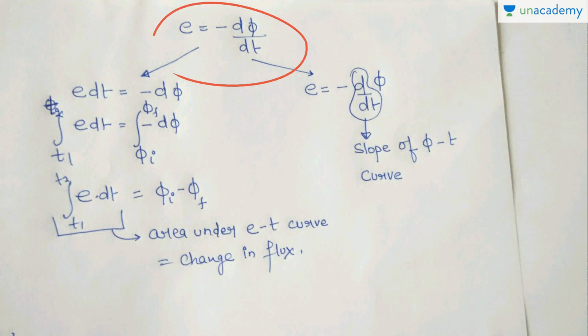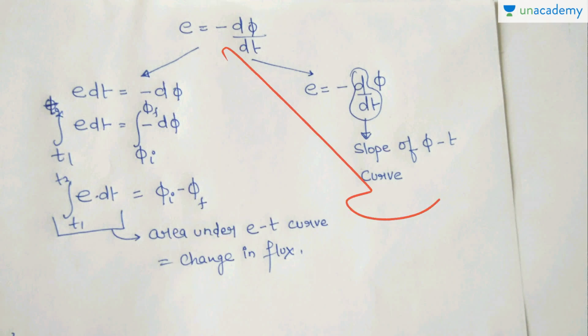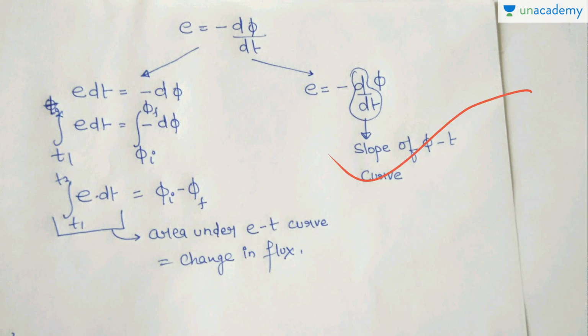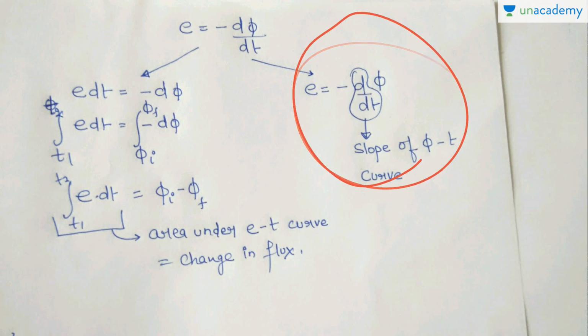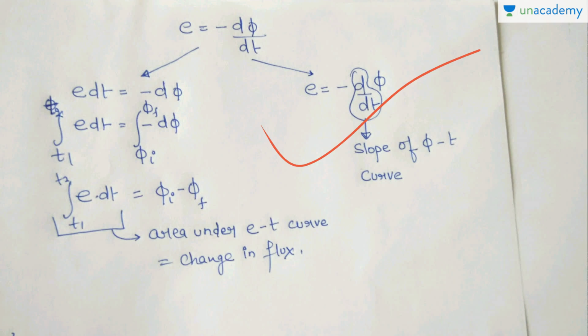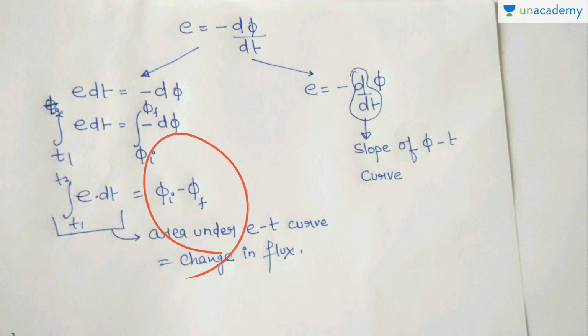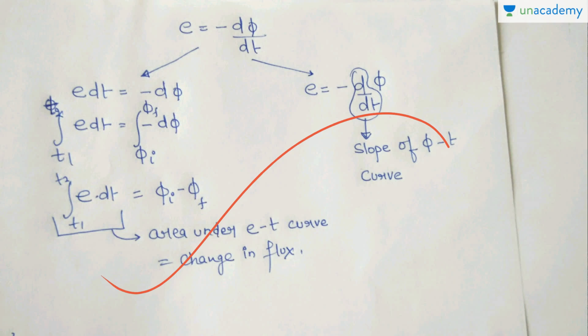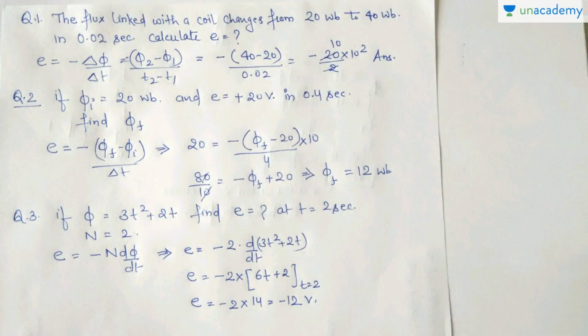So this formula can be taken in two interpretations. If the flux-time graph is given, you can find the slope at any point to calculate the EMF at that point linked with the coil. And if you are given the E-t graph, then you can find the change in flux linked with the coil for a particular time interval t1 to t2 by finding the area under the E-t graph in that interval t1 to t2.